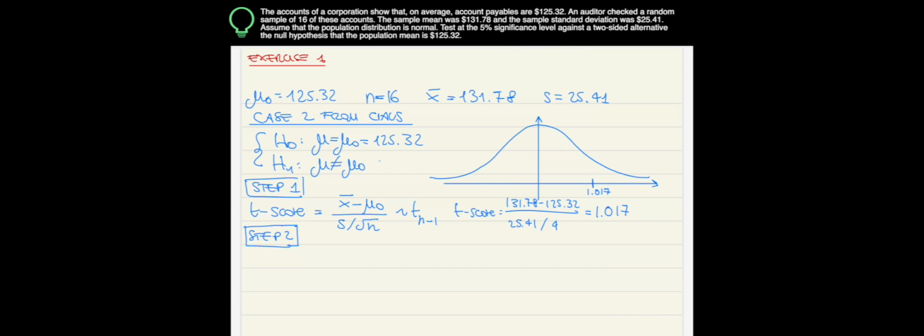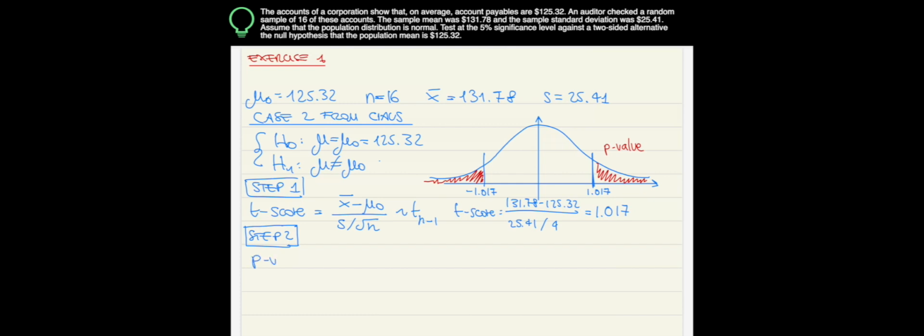So to calculate the p-value, I will have to calculate the probability for the t-score to be higher than the one we found, but because it's a two-tailed test, extreme cases are also considered those that are lower than minus 1.017. So the sum of these two areas is the p-value, the probability of having a t-score more extreme than the one we found.